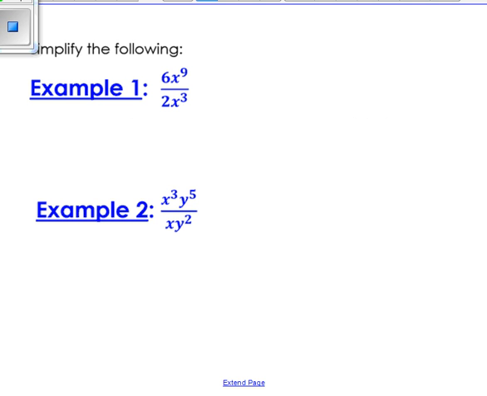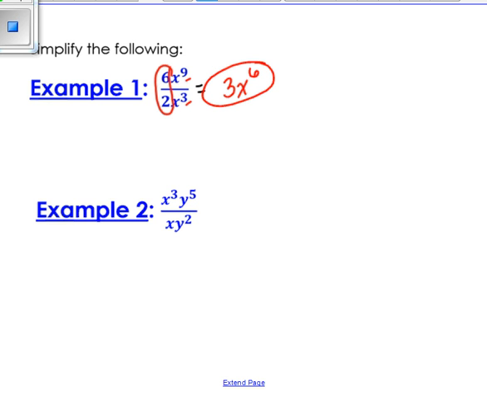Alright, so when we look at example 1, we're going to simplify the following. And the rule is to divide the coefficients. So I'm going to divide 6 divided by 2. These are my coefficients, and that gives me 3. And I've got the same base, so x, and subtract the exponents, and I get 6. So that's my answer the quick way using the rules.